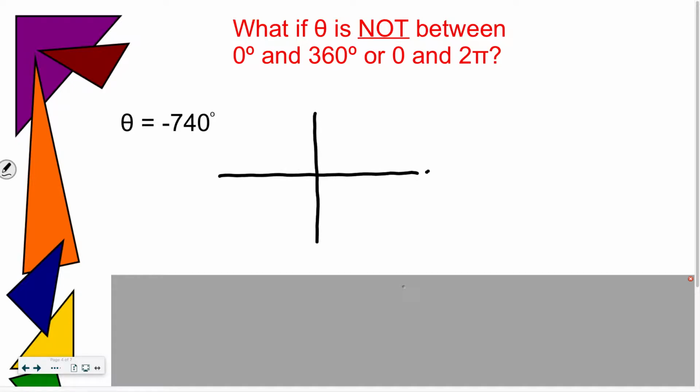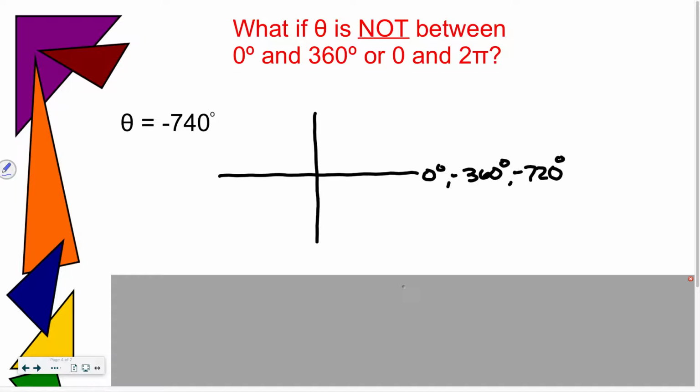And if I think about going clockwise in degrees, 1 full revolution is negative 360. And you might be familiar with 2 full revolutions being negative 720. So to be negative 740, I'm just going a little bit past that, right? So we could be pretty sure it's in quadrant 4.